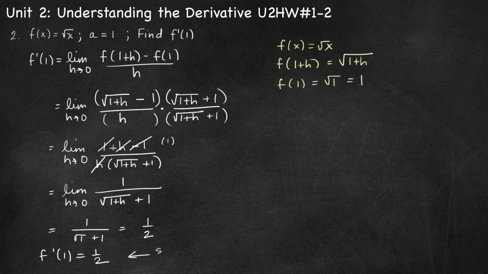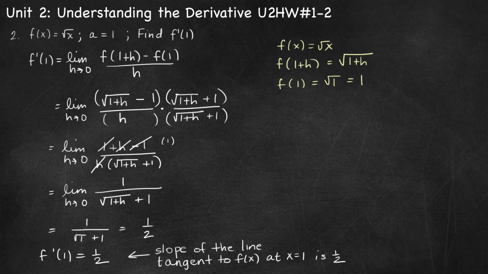And again, this is the slope of the curve when x equals 1, or the slope of the line tangent to f of x at x equals 1. The slope of the line tangent to f of x at x equals 1 is 1/2.